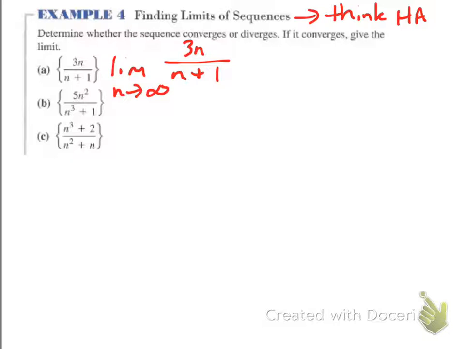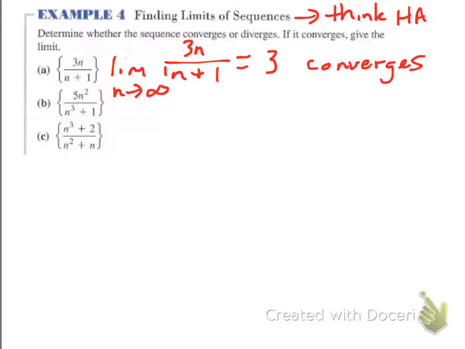If you remember back to when we did horizontal asymptotes, we looked at the degree on top and the degree on the bottom. Remember, degree is the highest exponent. The highest exponent on top is 1, because there's just an n, and on the bottom it's 1. What happens if the degree is the same on the top and bottom? All you do is divide the coefficients. So 3 divided by 1 is 3. So this sequence converges.